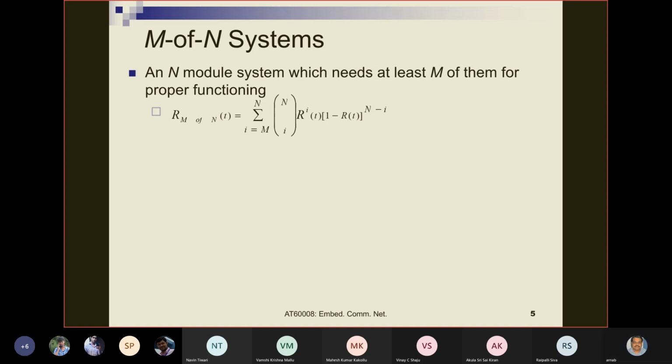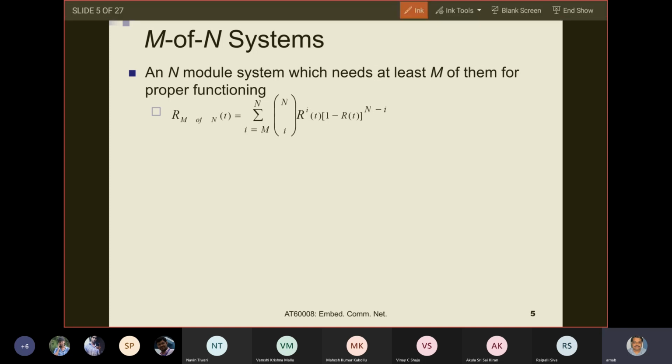So the first one is an M of n system: an n module system which needs at least m of them for proper functioning. So you have n modules in the system. Out of these n modules, if m are working correctly, then you are sure that the system will work correctly, which means you have a system something like this, with modules arranged like this.